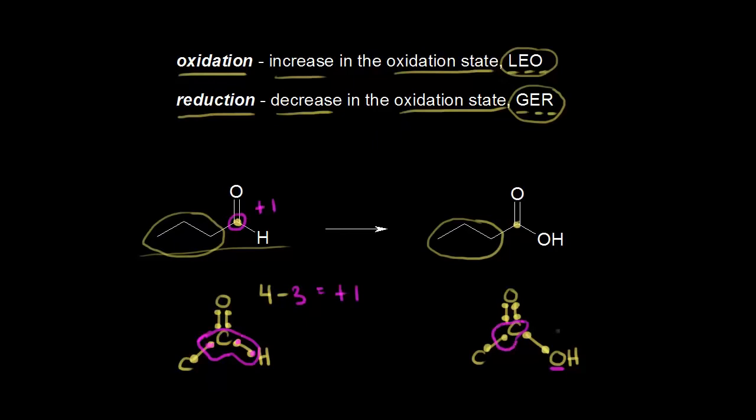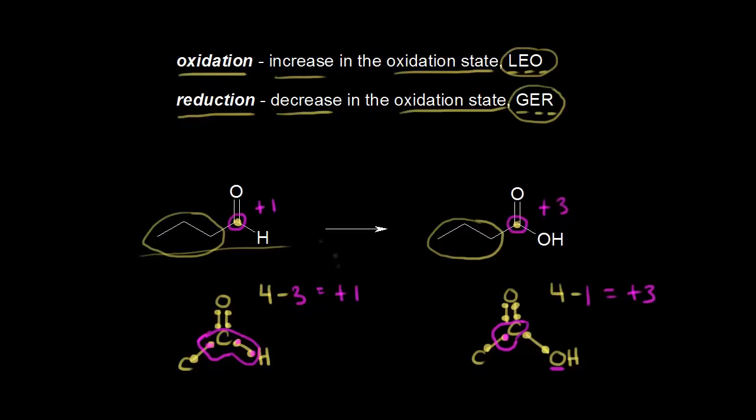So this time carbon is only surrounded by 1 electron. To find carbon's oxidation state, we know carbon is supposed to have 4 valence electrons, and from that we subtract the number of valence electrons around carbon once we've accounted for electronegativity, and that's only 1 electron now. So 4 minus 1 gives us an oxidation state of plus 3. On the right, this same carbon now has an oxidation state of plus 3.